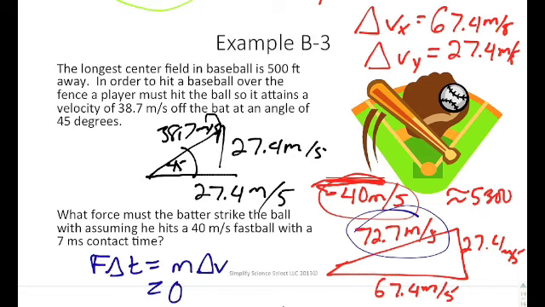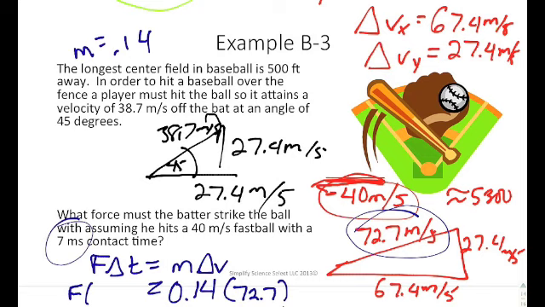It should really be listed, but we've used it in other examples as 0.14. The change in velocity is 72.7 meters per second, and so yeah, the 0.14 should be listed in the problem, but it was something we had used before, so that's why it wasn't repeated. So you have 0.14 times 72.7, and then on the other side, you're going to have the force, which is what you're trying to solve for, and then you have the 7 milliseconds of contact time, so it's 0.007.